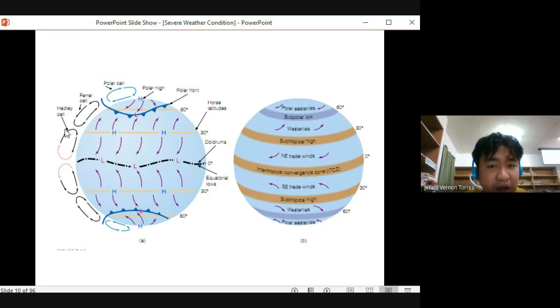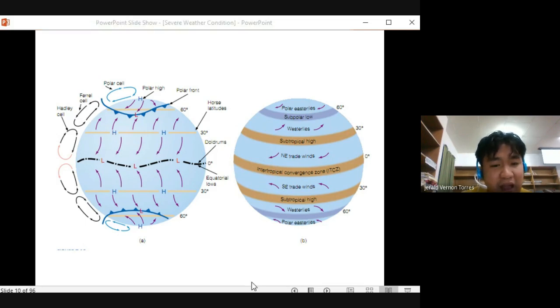So if you are going to look at this Hadley cell, its surface wind is blowing from east to west. Meaning, the source point of this surface wind is coming from the east. That is why in the north, because your source point is from the east, it is called the northeastern trade winds, and in the south, it is called the southeastern trade winds.